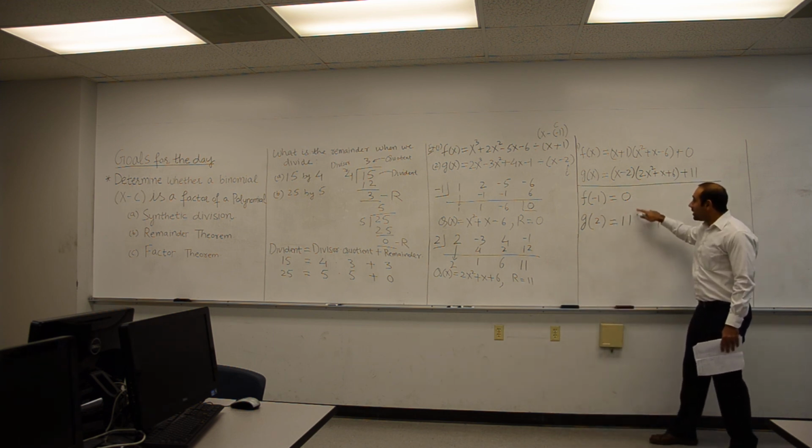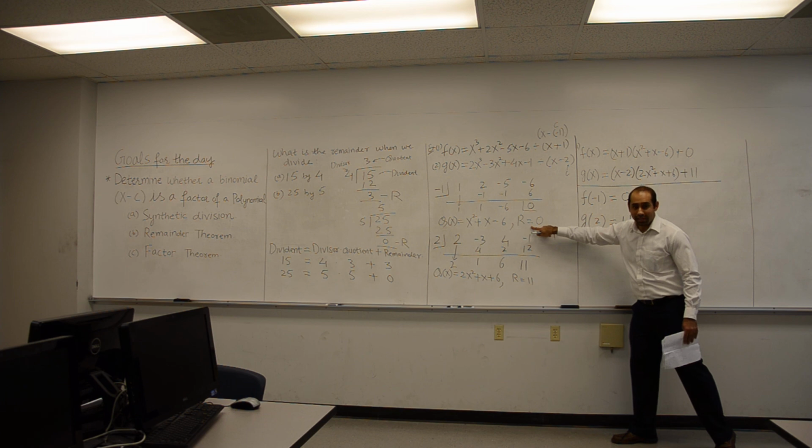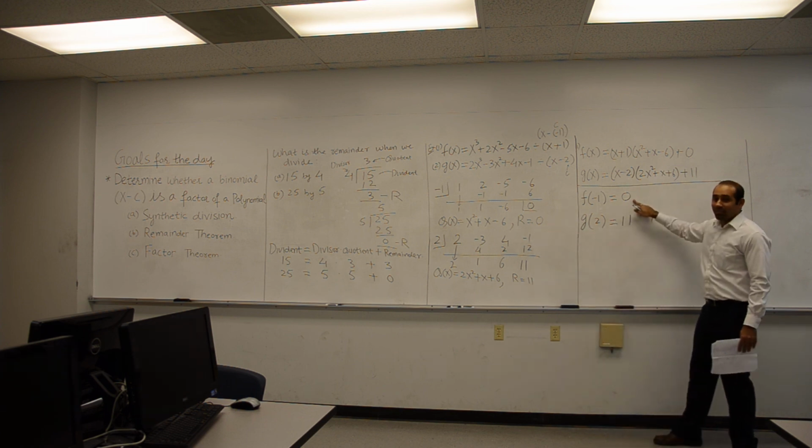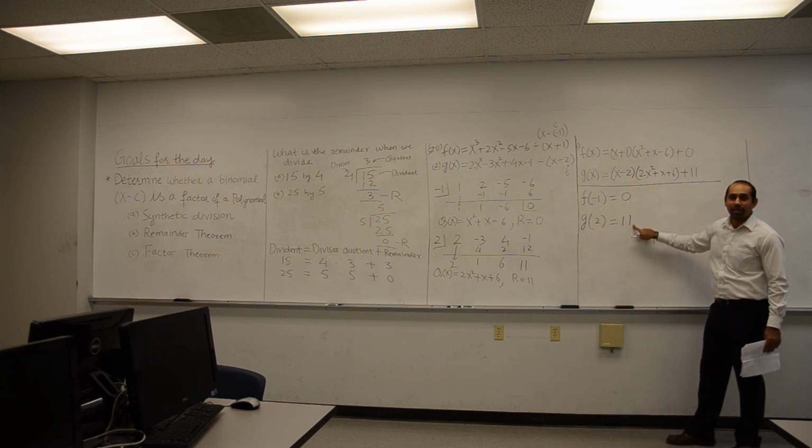And these two numbers on the right, let us look at this one first. What is 0 here? For the first case, 0 was our remainder, right? And we have a 0 remainder here. For the second case, what was the remainder? The remainder was 11. We have the same number 11 here.